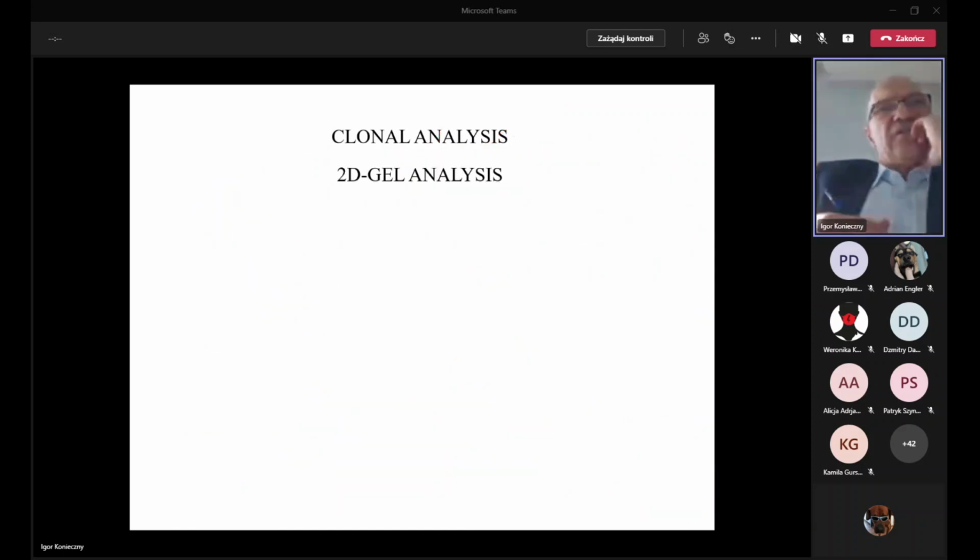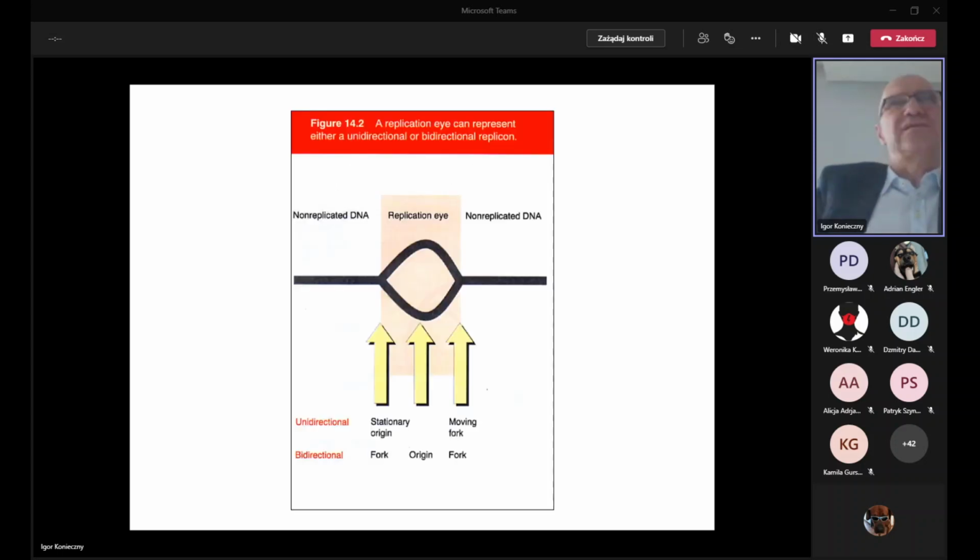Okay, so then let's move to the other method which you can use for the analysis of DNA replication initiation sites. This is called 2D gel analysis. The 2D stands for two-dimensional, so it's going to be one dimension and a second dimension to resolve a gel after applying samples. And the concept is based on that.